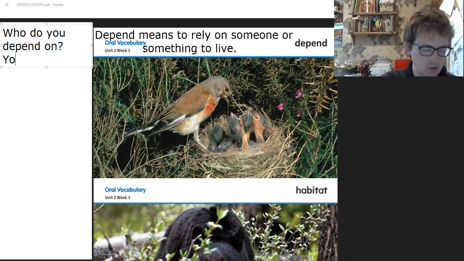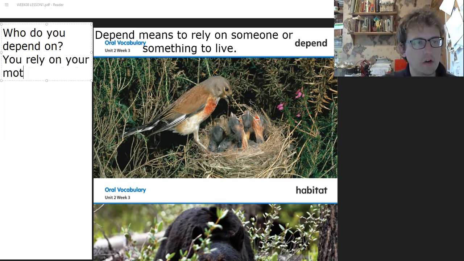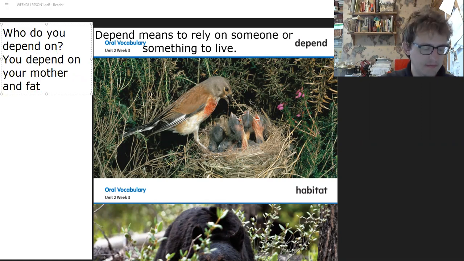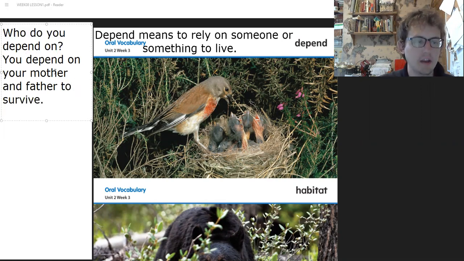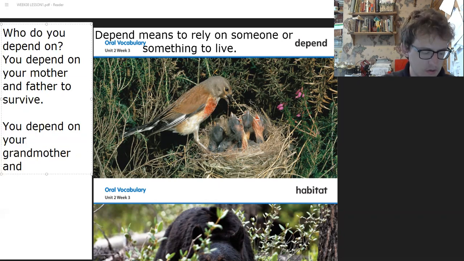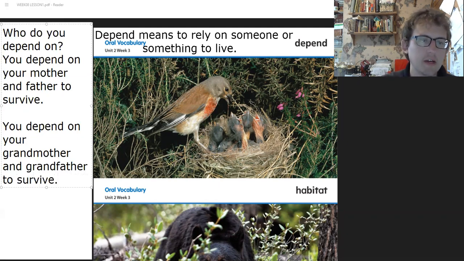Yes, you rely on your mother and, you depend on your mother and father to survive. Okay. Now, some people might depend on their grandmother or grandfather. So you can say you depend on your grandmother and grandfather to survive. Right?